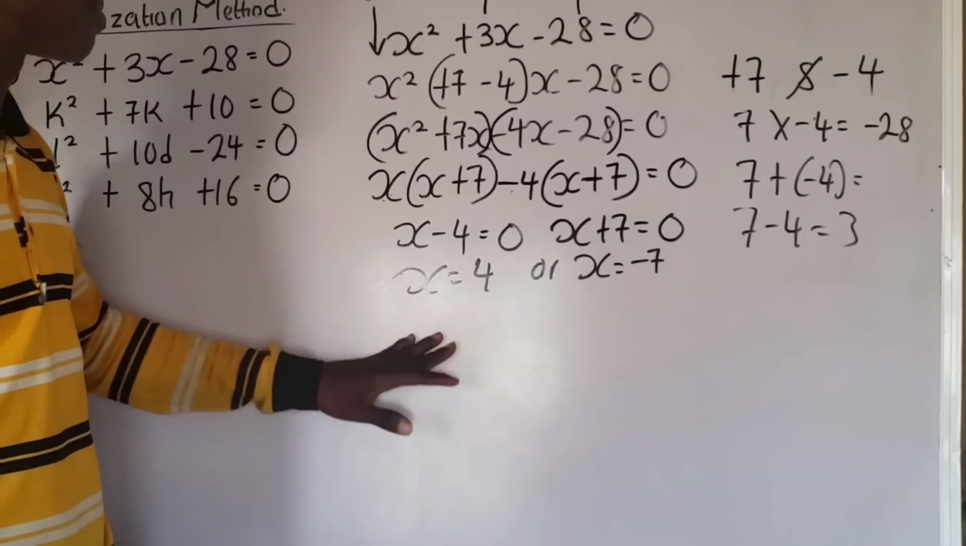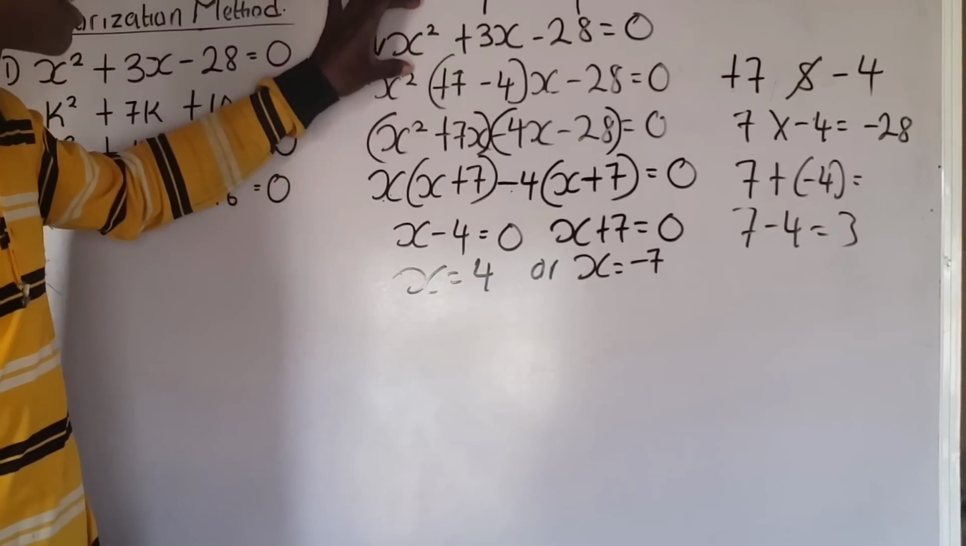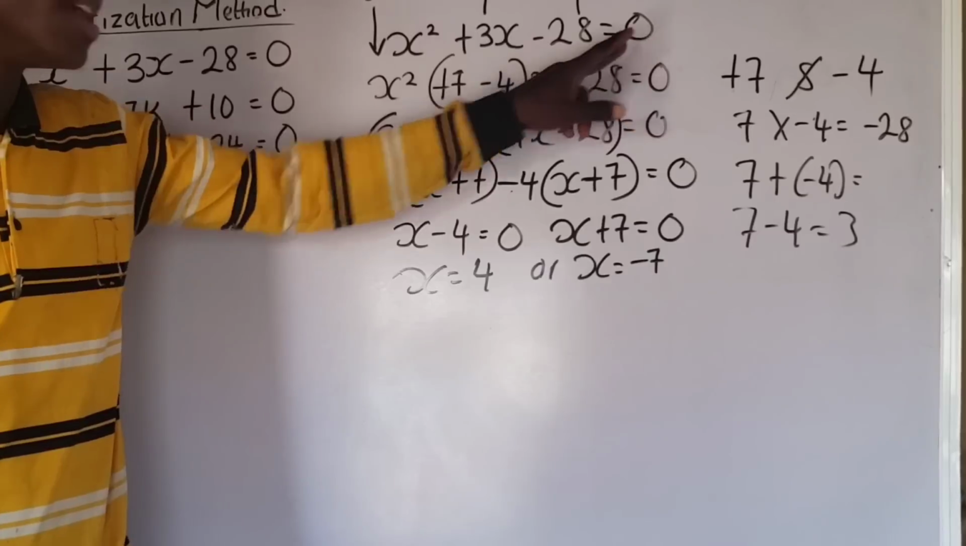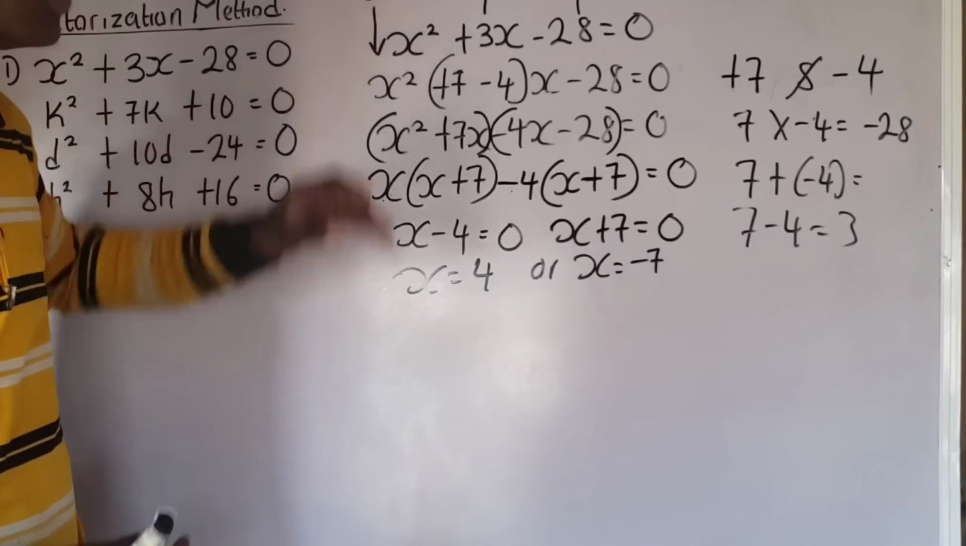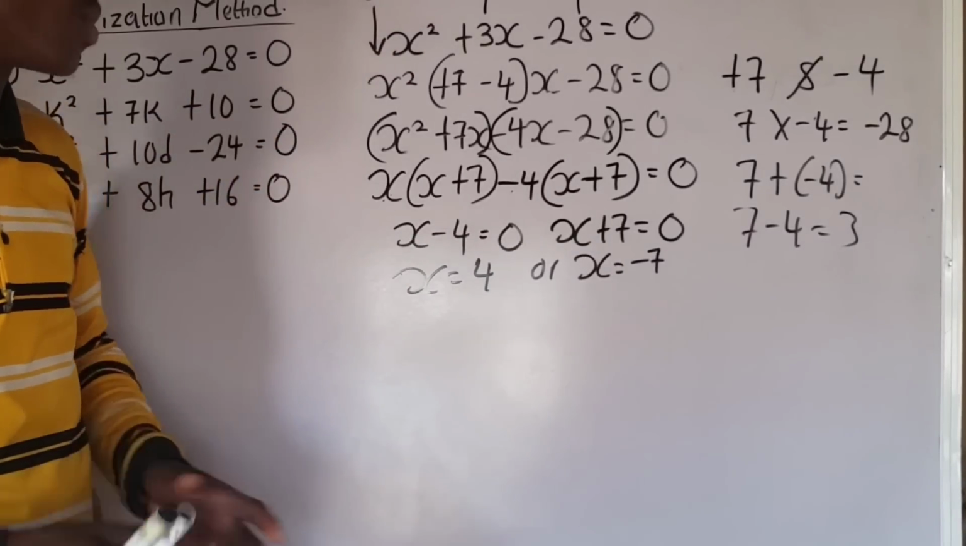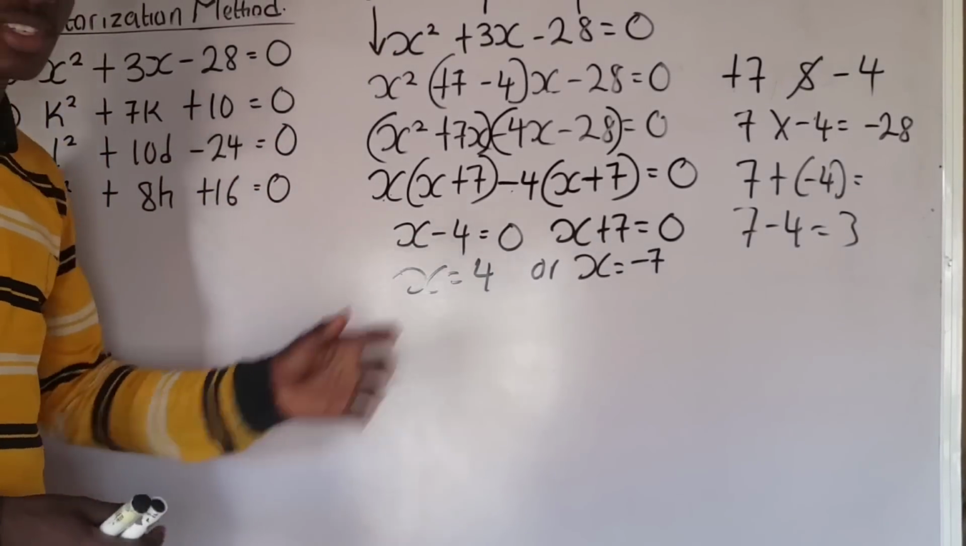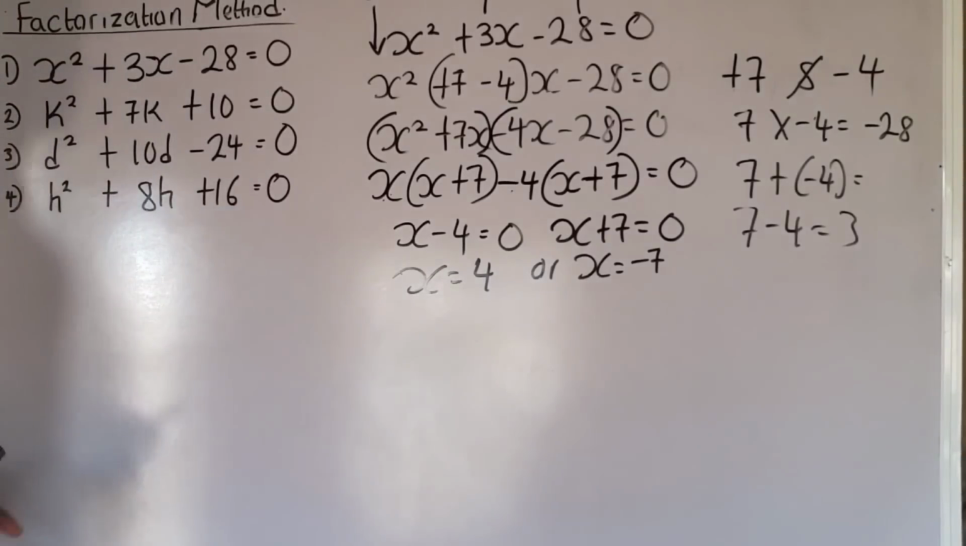Now, if you substitute the value of x as 4 into this quadratic equation, you are still going to have 0. You understand? If you substitute the value of x as negative 7 in this quadratic equation, you are still going to have 0. Are you paying attention? So, that is the final answer. Now, let us proceed to question number 2.